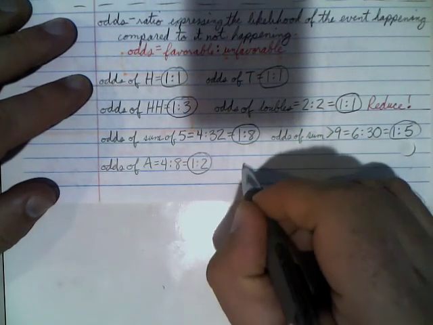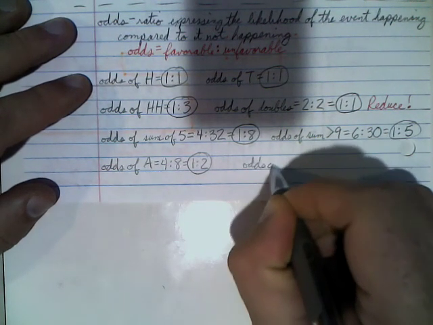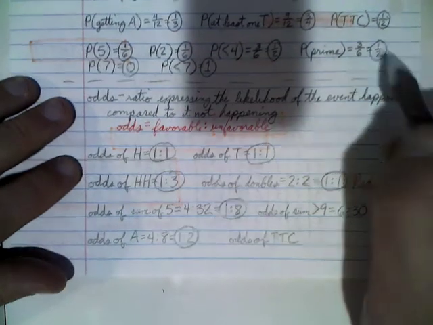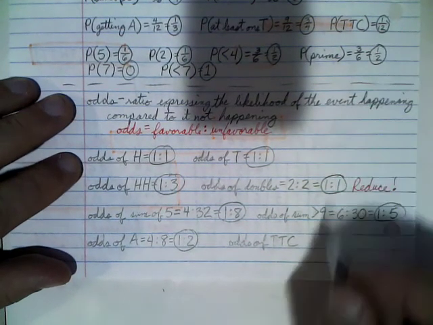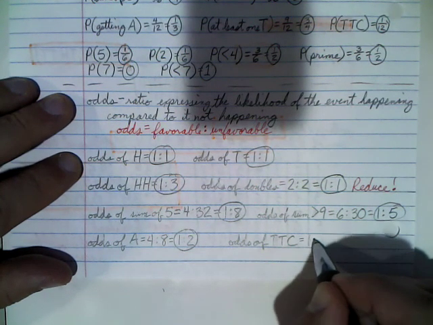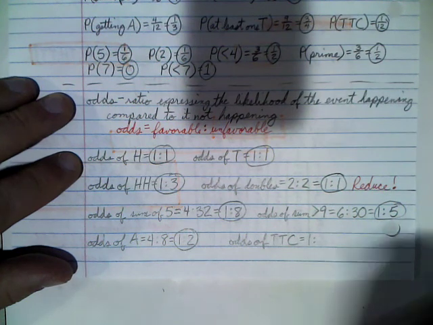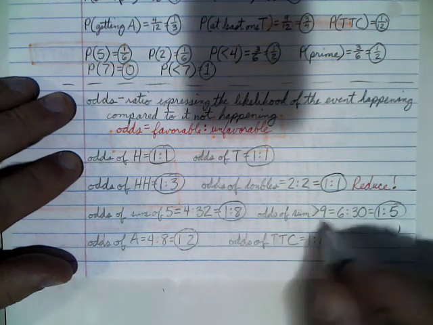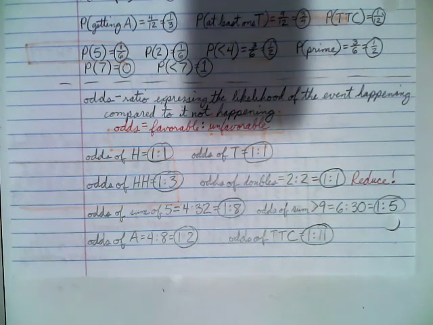And then last one, let's say we have the odds of getting that TTC. So again, we knew that there was 1 favorable out of 12 possible. So 1 favorable then, and then, well, if there are 12 possible, 12 minus 1 is 11, so there must be 11 unfavorable. And that, ladies and gentlemen, is odds, and that is the end of this lesson.